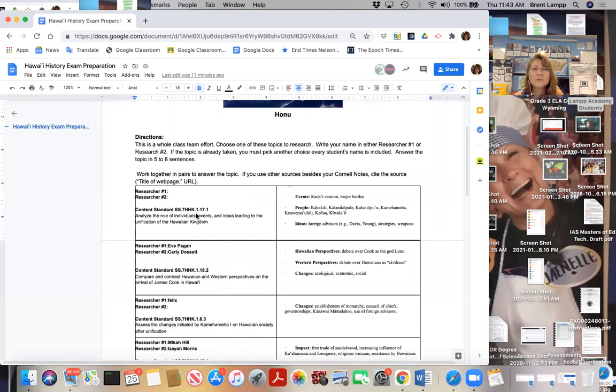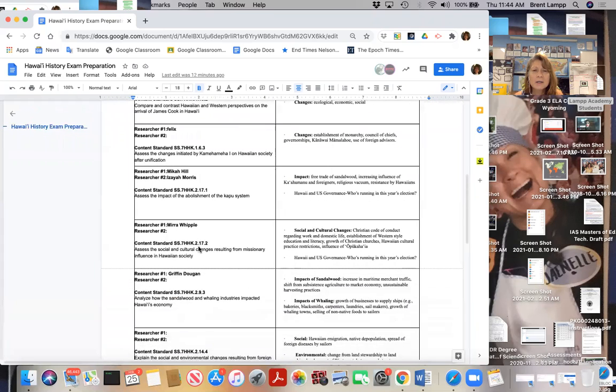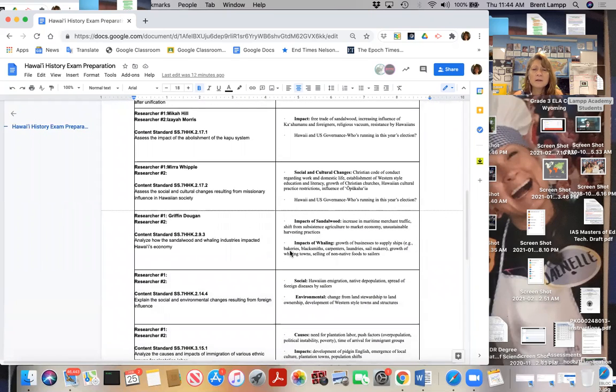For example, students in the last class, they've already signed up. You can see you could either choose researcher 1 or researcher 2. You get 10 points for signing up. But for example, here's one. On the right column are topics and words to look up. On the left column is the actual content standard. So content standard SS, social studies, 7 for 7th grade, Hawaii History Kingdom 2.9.3 says, analyze how the sandalwood and whaling industries impacted Hawaii's economy.